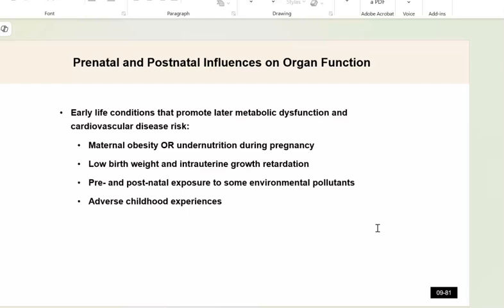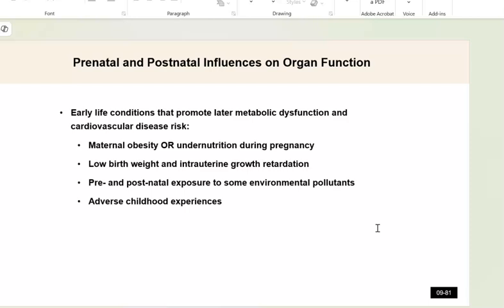So early life conditions that promote later metabolic dysfunction is what I wanted to talk about a little bit here. There are indirect indications that prenatal and early childhood influence increase the risk of our metabolic dysregulation that could promote cardiovascular disease throughout adulthood. Okay. Maternal obesity during pregnancy has been associated with childhood being overweight and obesity in their offspring.